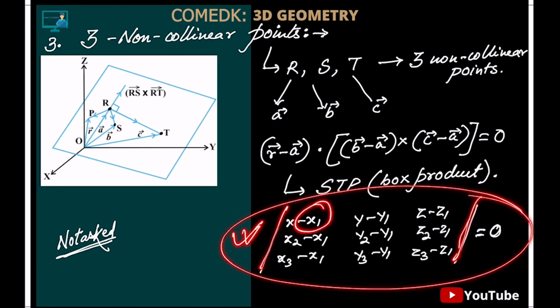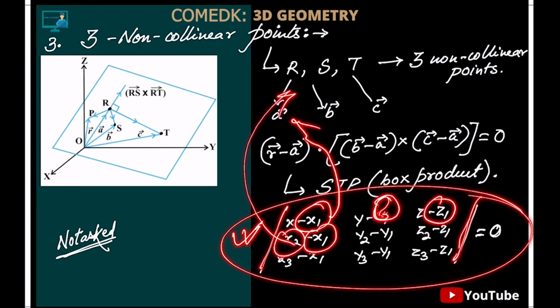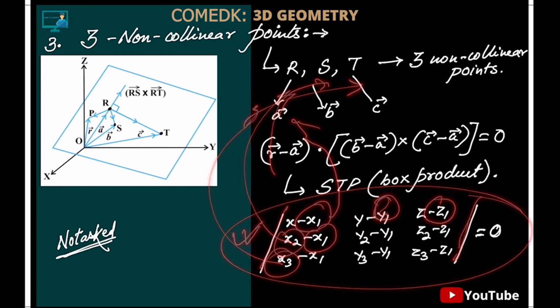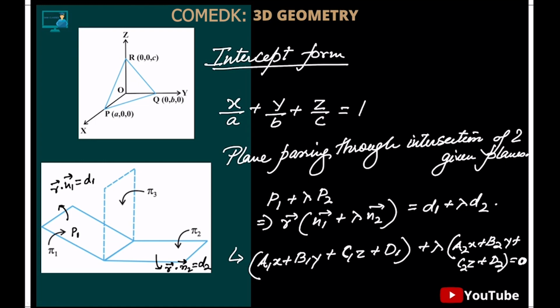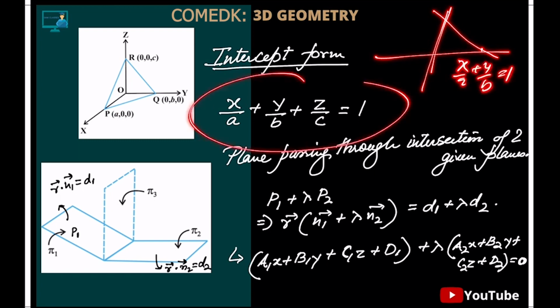Here x1, y1, z1 is the point for the first one, x2 for the second one, and x3 for the third one. Clear. That's it. Next, the intercept form. You already remember it from the line, correct? Intercept means where it is cutting the x and y axes. So there it was x by a plus y by b is equal to 1. Here, since the plane cuts three axes x, y, and z, it is x by a plus y by b plus z by c is equal to 1.